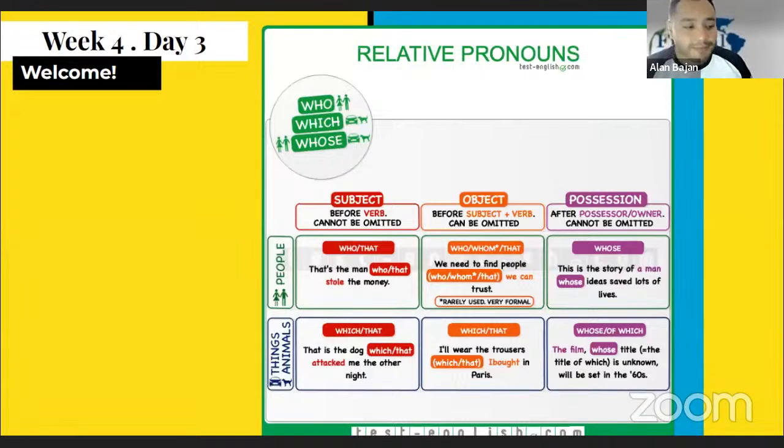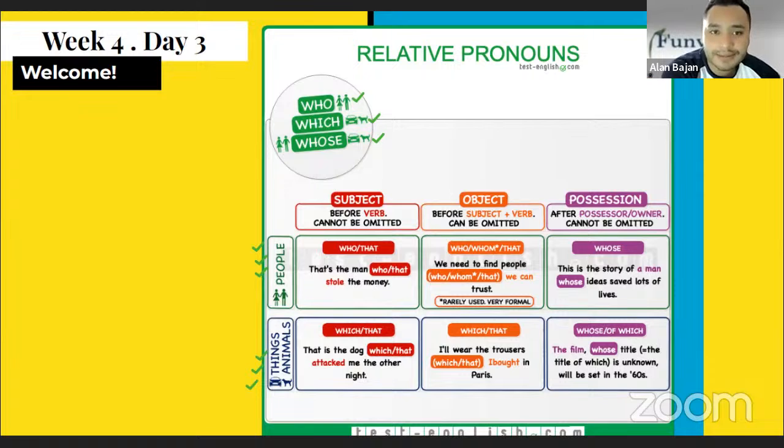We will call them relative pronouns, and we have the following relative pronouns here. Number one, we have for people, who. For things and animals, we have which. And whose is for people and for animals, but it indicates possession. We have a specific relative pronoun for people and for things and animals.